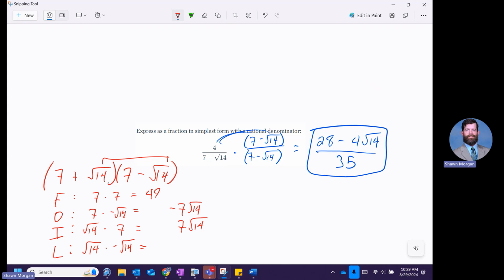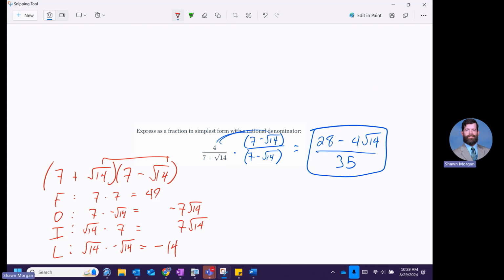Let's micromanage this thing. It's a positive times a negative. So what's the sign going to be? Very nice. And square root times itself always goes away, and you're just left with the radicand. So what do you think? Just the radicand. 14. Good.